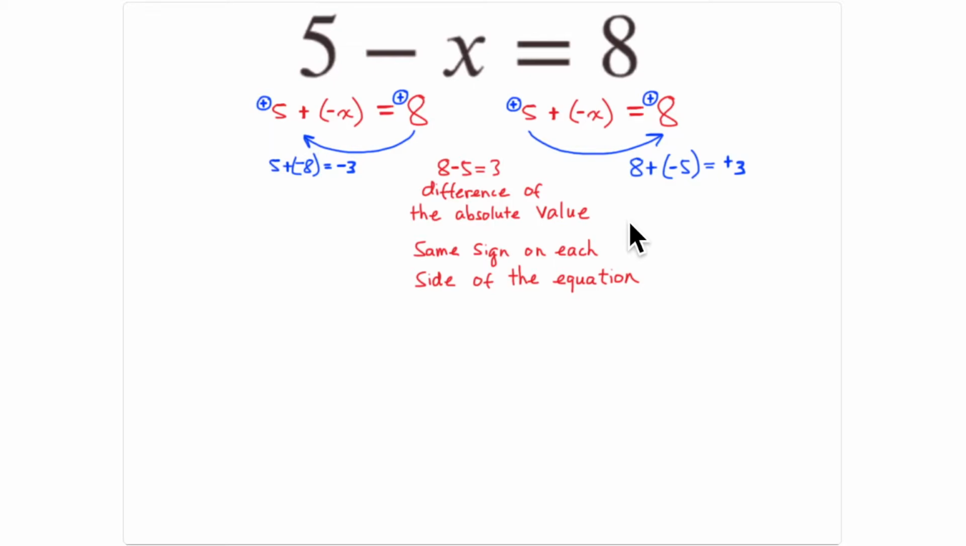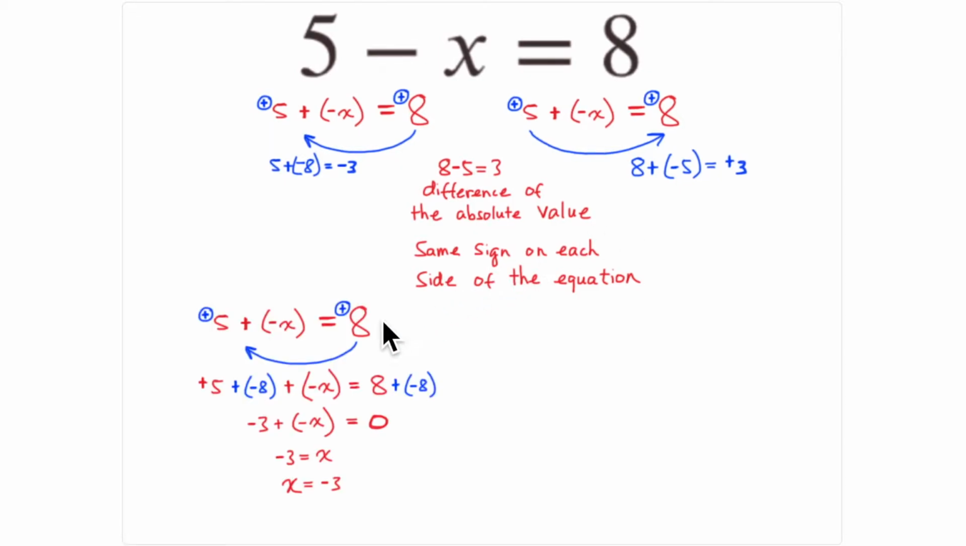So try to come up with your own way of thinking about it, but try to understand what's going on. So here it is, positive 5 plus negative x equals positive 8. This positive 8 is going to go to this side, so it becomes negative 8, because the way you've gotten rid of it is you've added a negative 8 here and added a negative 8 here. The difference of their absolute values, 8 minus 5, is 3. It's negative 3 because there's more negatives. So now we have a negative 3 plus negative x equals 0.